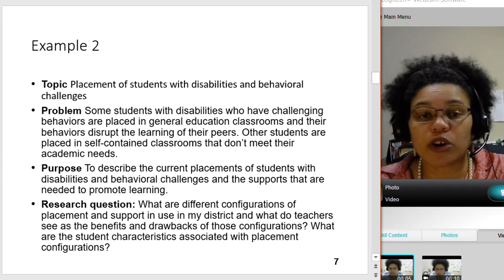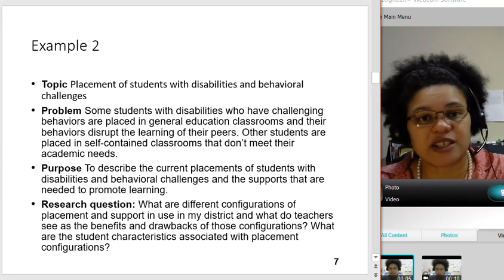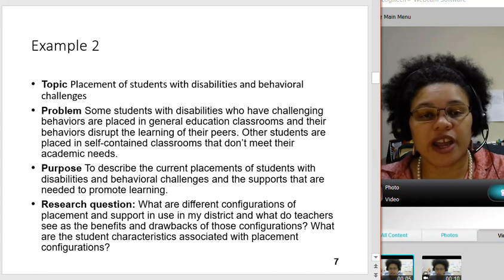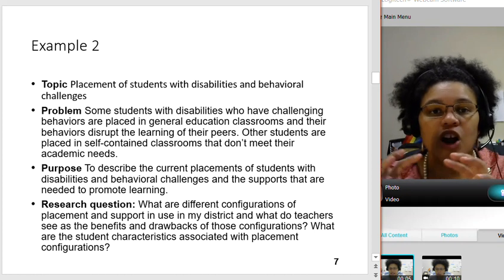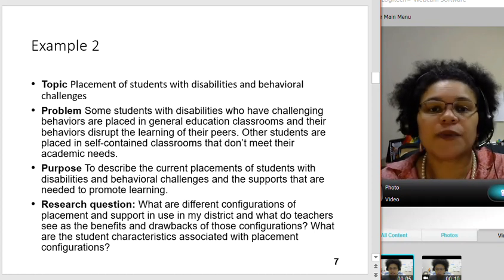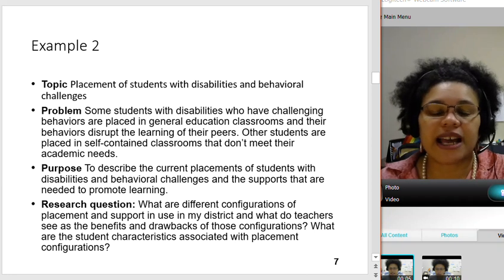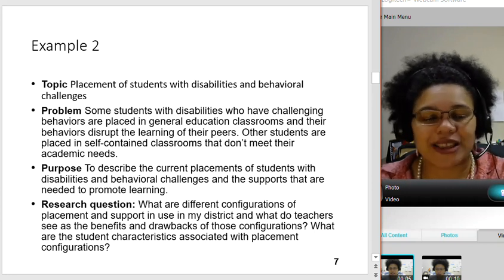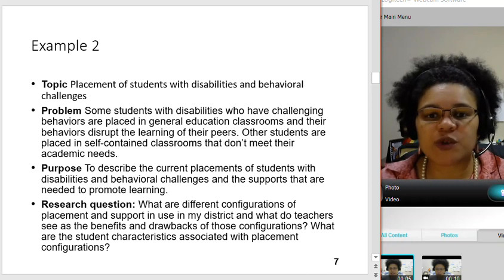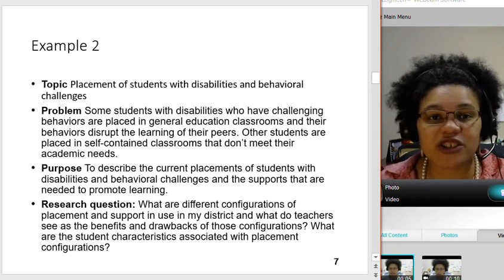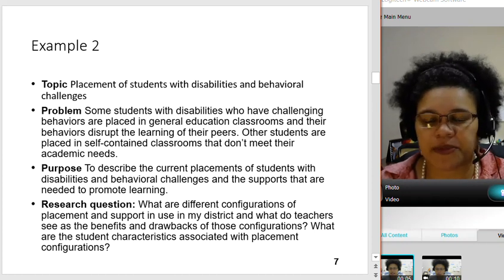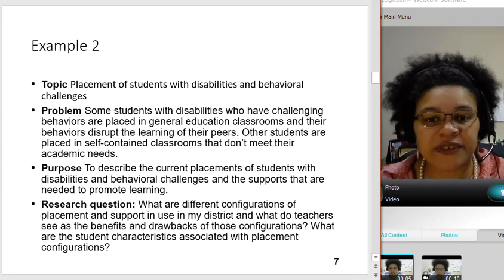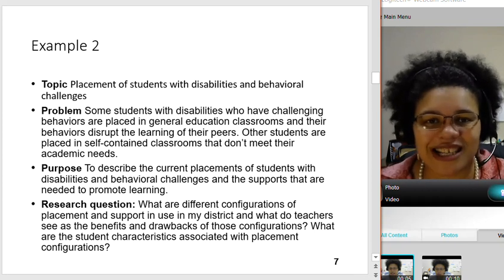A next step, more restrictive, would be in a self-contained classroom, or in a classroom where there are other students with disabilities, a classroom for kids with disabilities. And then finally, the most restrictive environment might be a separate school setting. Okay. So let's say we're going to define the problem: some students with disabilities who have challenging behaviors are placed in general education classrooms and their behavior disrupts the learning of their peers. Other students are placed in self-contained classrooms that don't meet their academic needs.